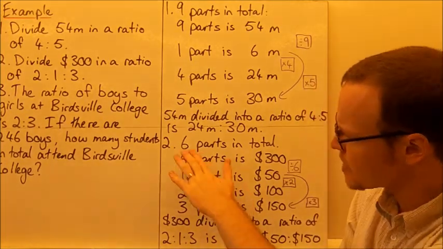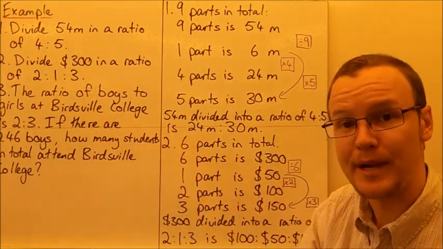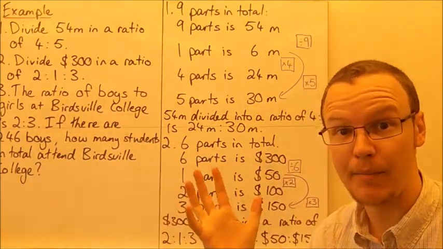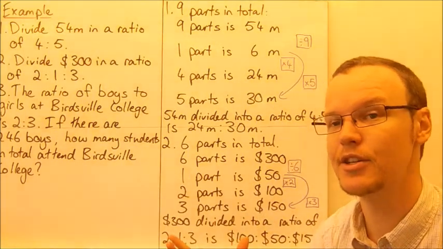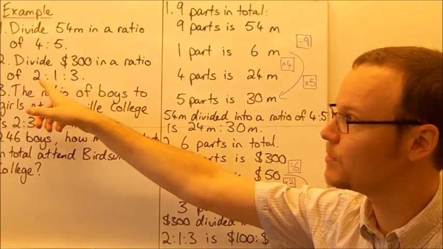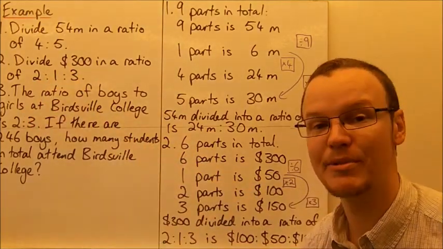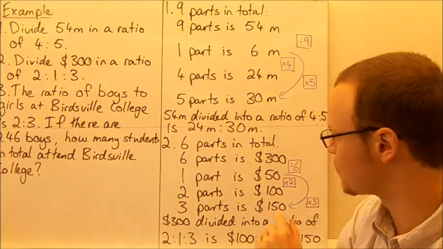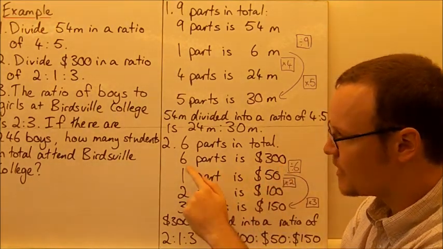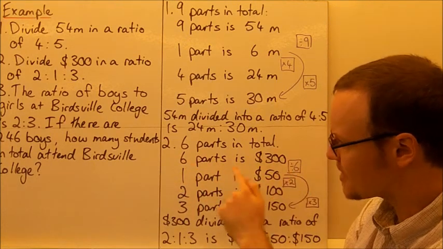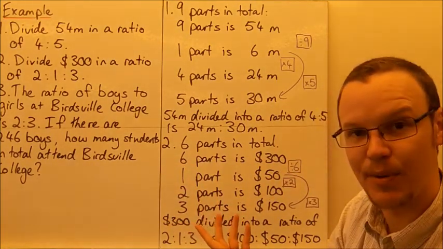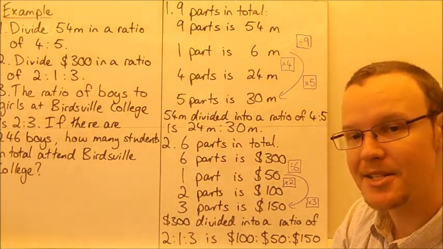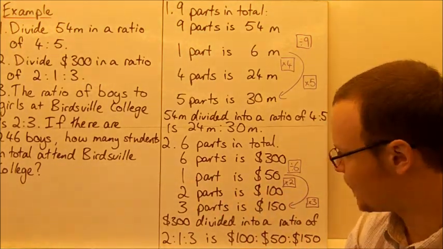So for our second question, we've got $300 and we divide it into a ratio of 2 is to 1 is to 3. So we've got 3 different separations that we need to do, but for this problem, we've got 2 plus 1 plus 3, which is 6 parts in total. That 6 parts is going to be $300. If we divide both of these by 6, that will become 1 part. 6 parts divided by 6 is 1 part, and 300 divided by 6 is $50. So 1 part is going to be $50.